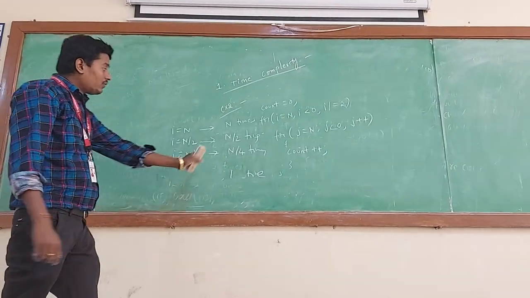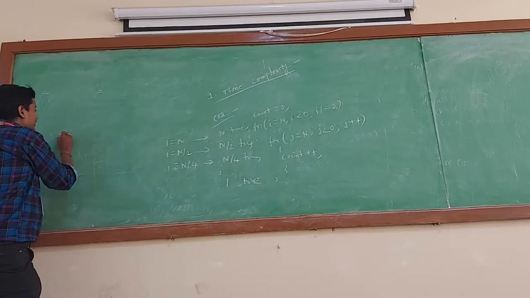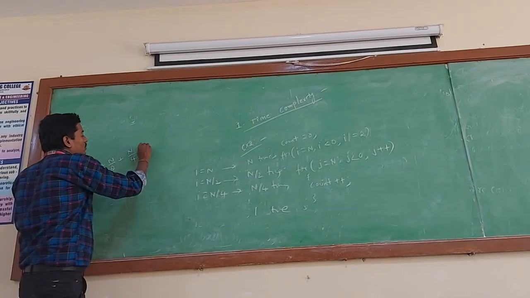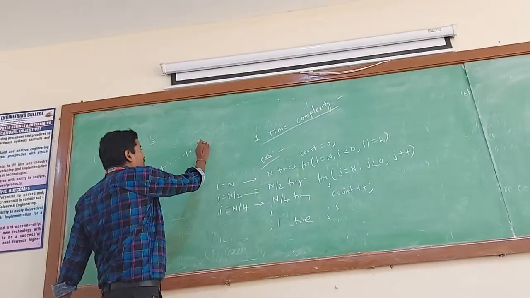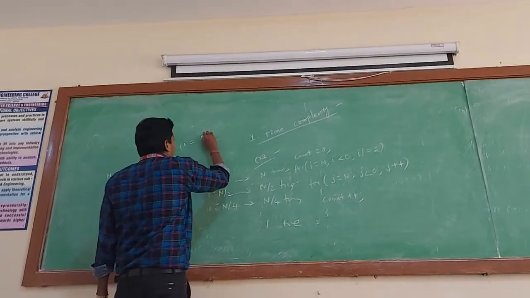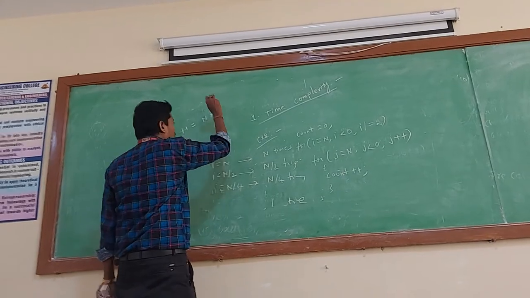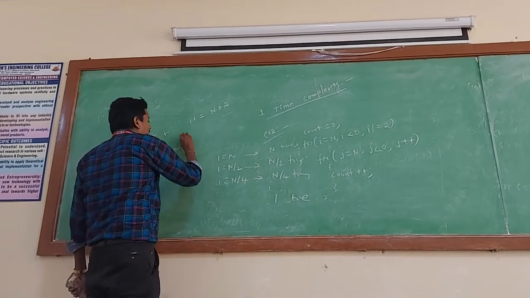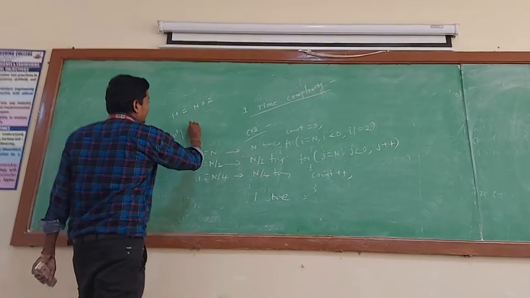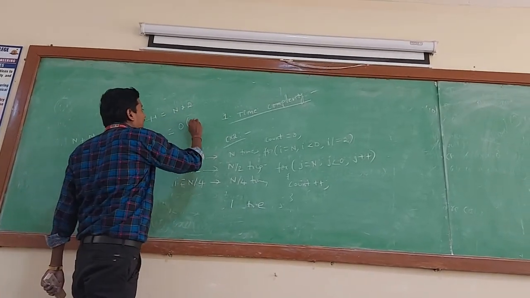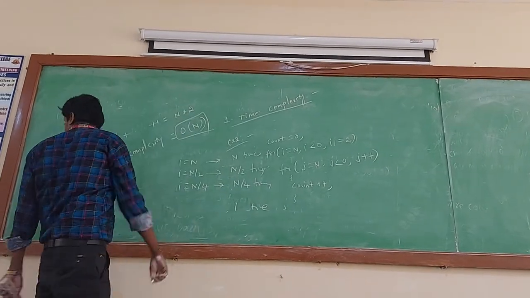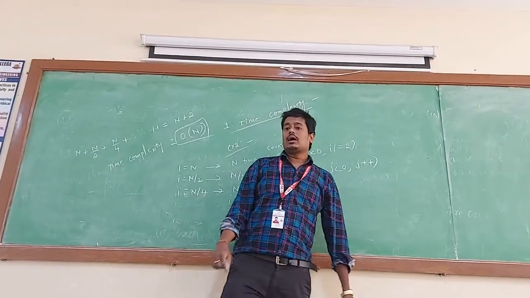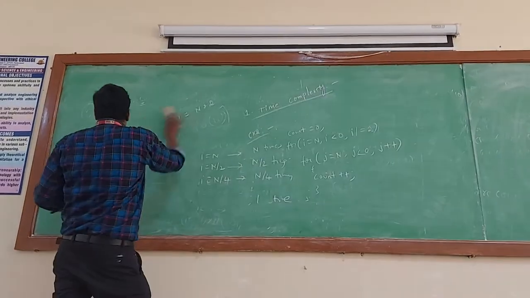So now from this example, we can say that the time complexity is n plus n by 2 plus n by 4 and so on plus 1, which is equal to n into 2. From this we can say that the time complexity is order of n. This is the time complexity for this example, order of n. So this is the time complexity for this algorithm.